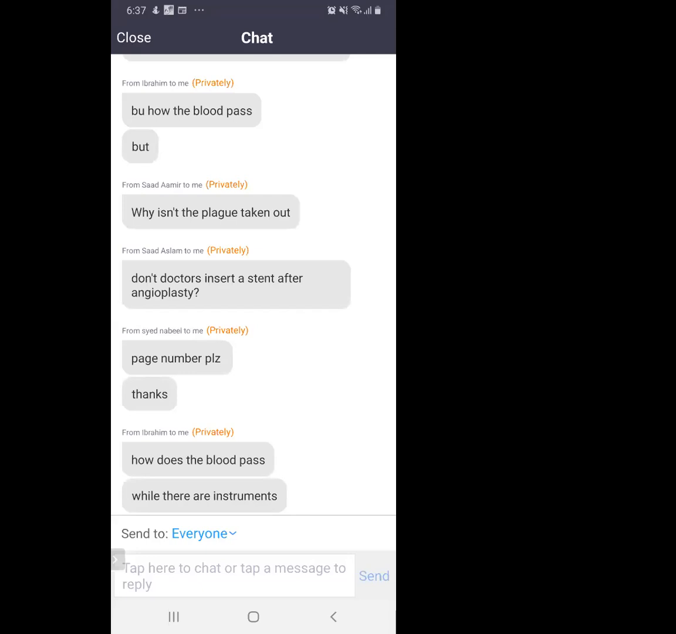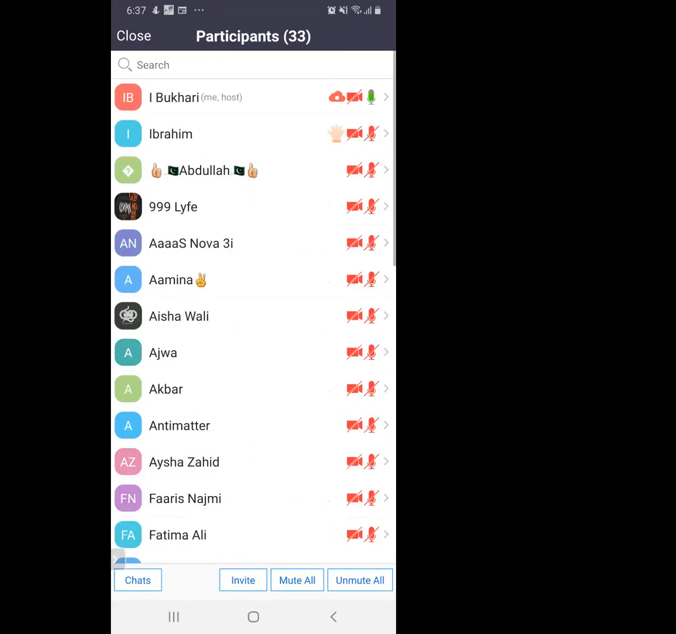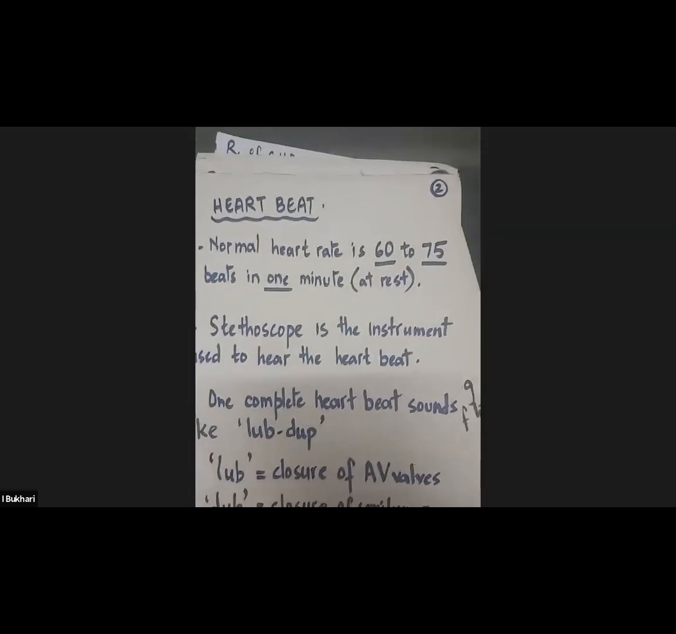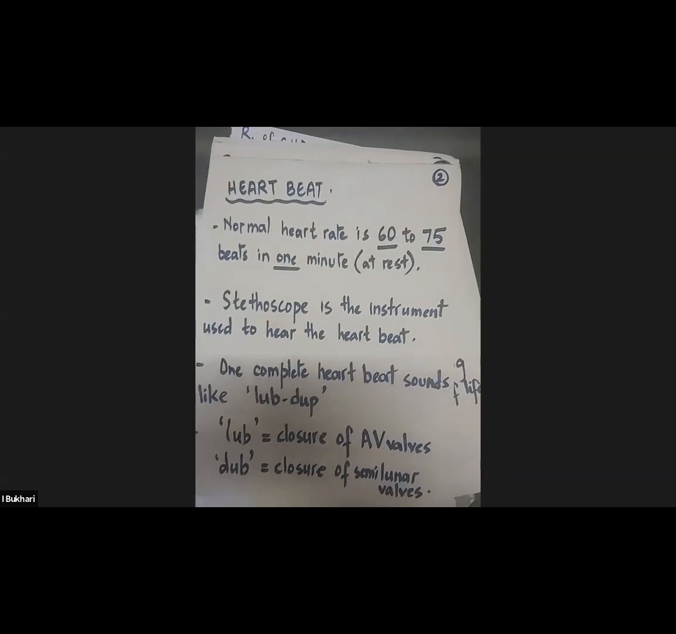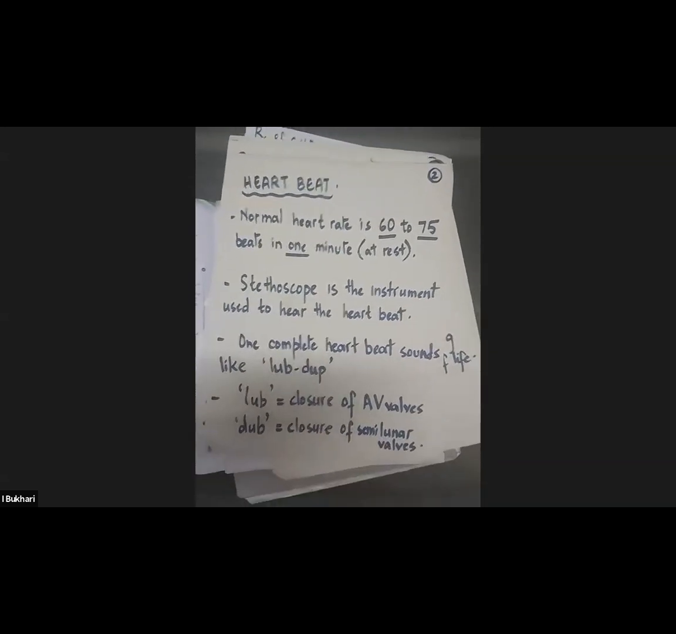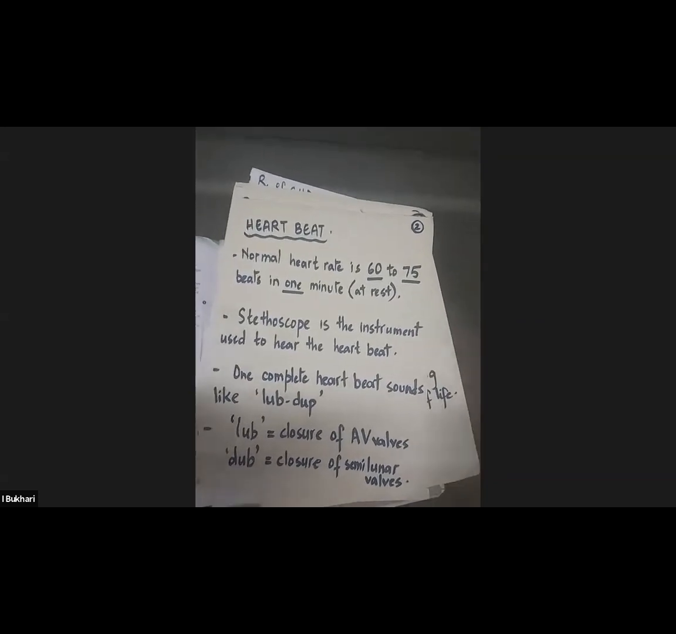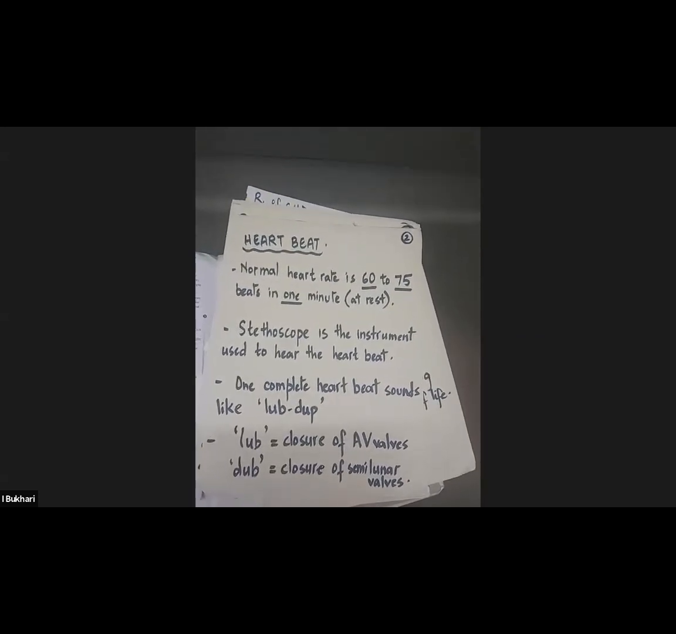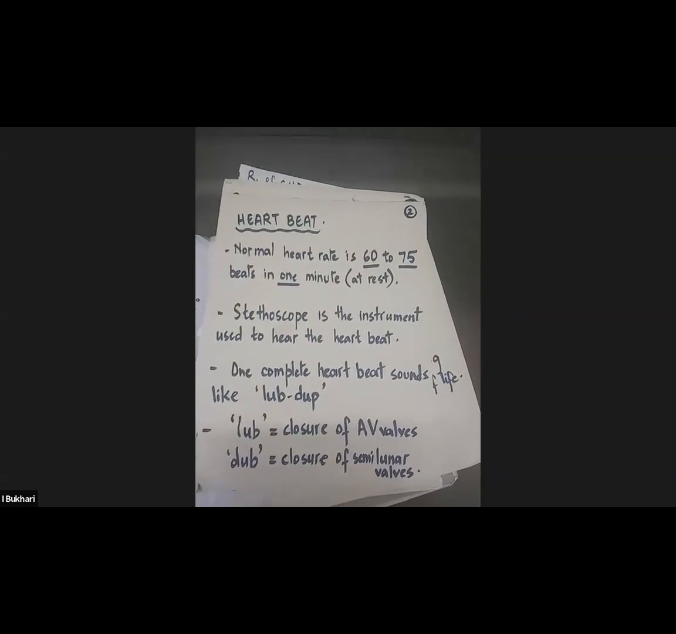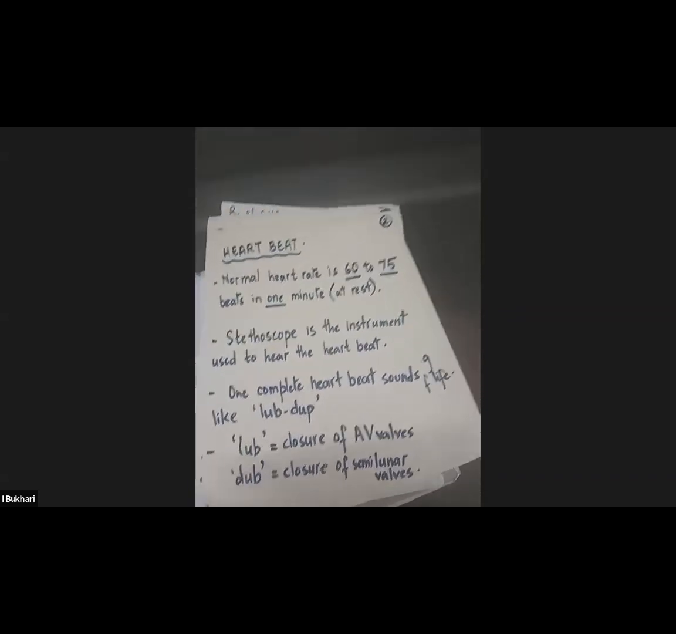Now, the normal heart rate of a healthy adult person is 60 to 75 beats per minute at rest. These are all the important points that were there in your book. Stethoscope is that instrument which is used to hear the heartbeat.